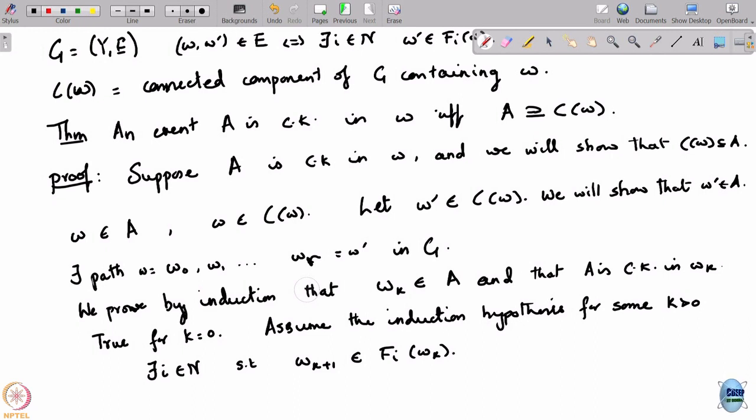And now, if you remember, one of the things we had shown last time was this: if there is a player who cannot distinguish between two states and an event is common knowledge in one of the states, then it is also common knowledge in the other state. We showed this by taking a sequence of players which was one length longer, and then we dropped the first player, and then we applied the definition of common knowledge on the remaining sequence. Now we are in exactly that situation. There is a player who cannot distinguish between omega k and omega k plus 1, and A is common knowledge in omega k. Therefore, A has to be common knowledge in omega k plus 1.